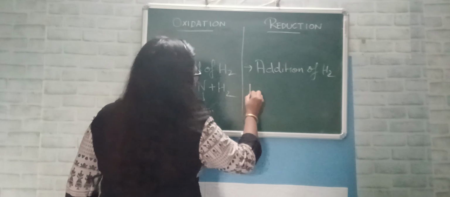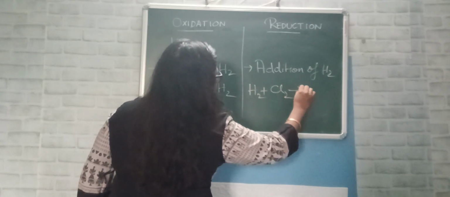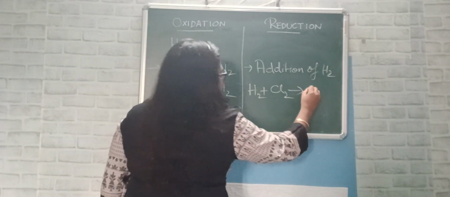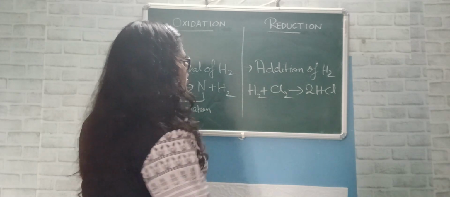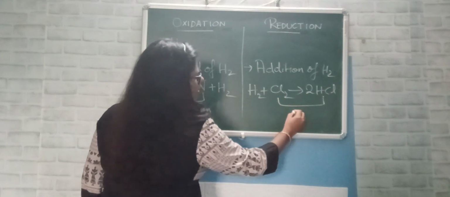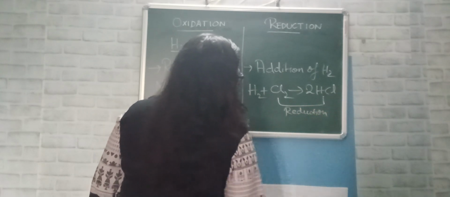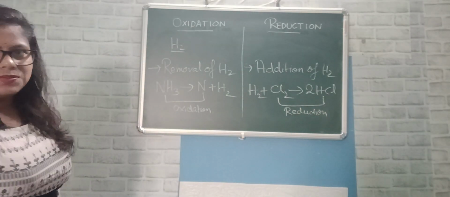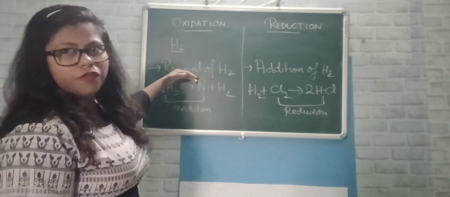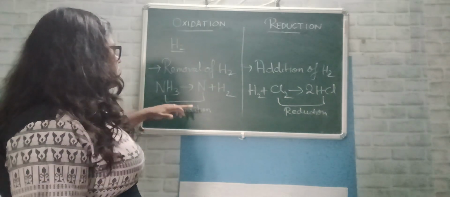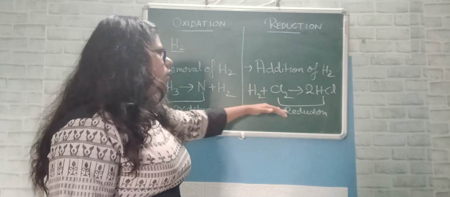Whereas I was having hydrogen, and it reacts with chlorine. It gives us 2HCl. That means there is an addition of hydrogen. That means it is a reduction. Understood? So in respect to hydrogen, if hydrogen is removed from any reactant, then it is called oxidation. If hydrogen is added to any reactant, we call it reduction.